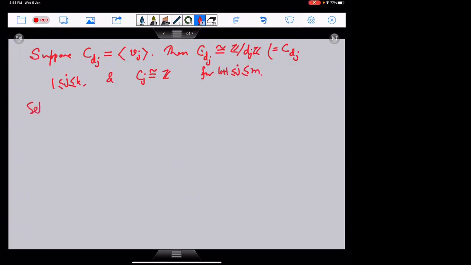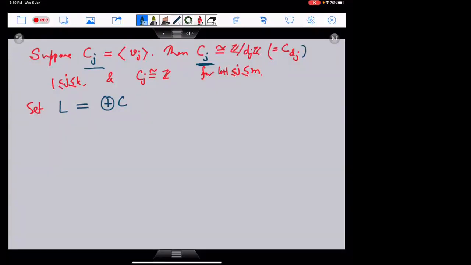Set this L to be the sum of Cj. I'm sorry, this dj is again troubling me, so let me write j only. The reason I'm troubled with dj is that when j is bigger than k, this Cj is not C of any dj. It is the infinite cyclic group Z, right? So let me just stick to this notation. This is not by mistake. This is deliberate.